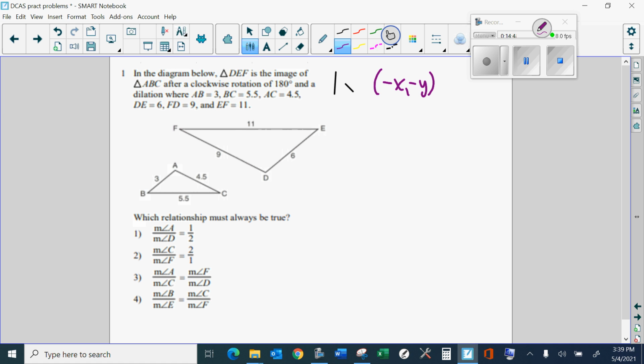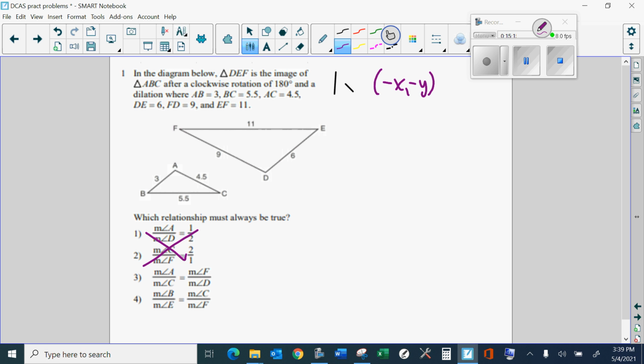Which relationship must always be true? Well, we know that angle measure is preserved in both dilations and all rigid motions. So corresponding angle measures are going to be equal. Since we don't know their angle measures, we can't even talk about what their actual degrees are.